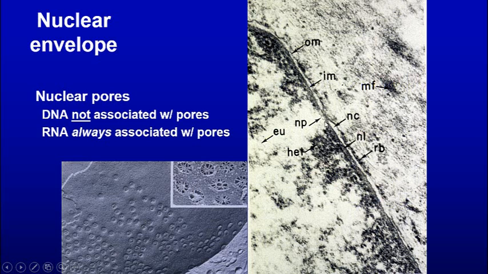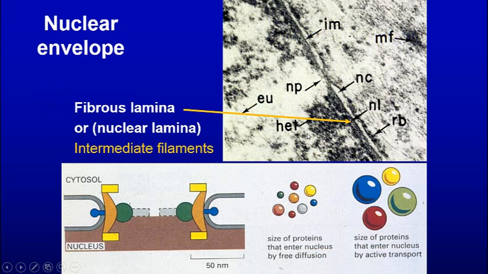Here we see the nuclear pore, and just inside the nuclear pore is the nuclear lamina or the fibrous lamina, and that's intermediate filaments, like you have intermediate filaments on the outside as well. Now, nuclear pores, DNA is not associated with nuclear pores. You can't lose your DNA in the process, but you do want messenger RNA to come through. So RNA is associated with nuclear pores, but DNA is not.